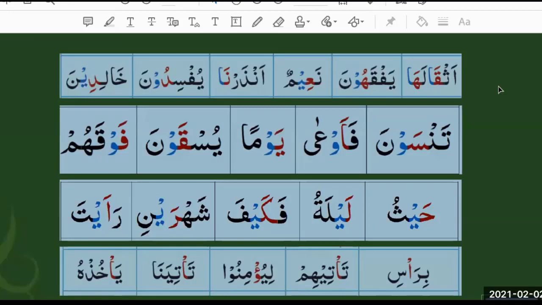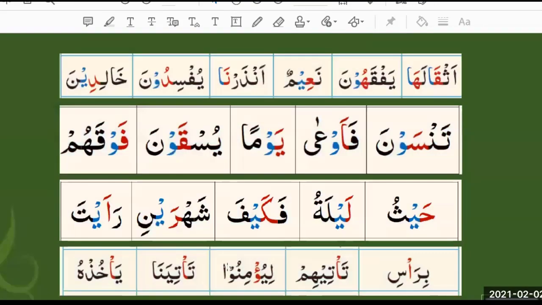Okay, one second. This word, can you see this word? If I take away this Hamza, just imagine Hamza is not there. How do you read then? Liyuminu. Well done. Jazakumullah. Now, next one, please.